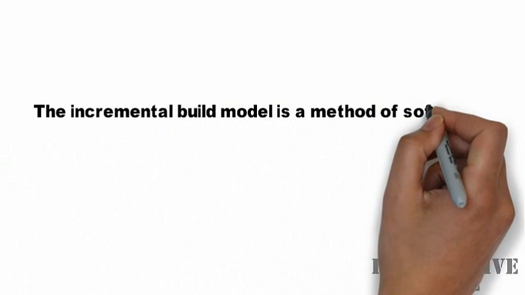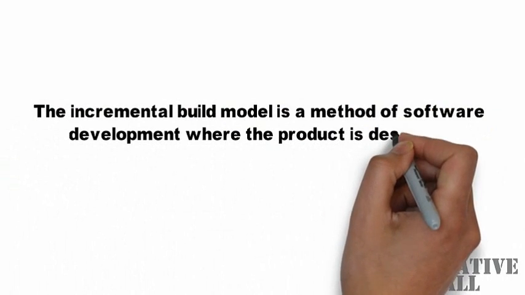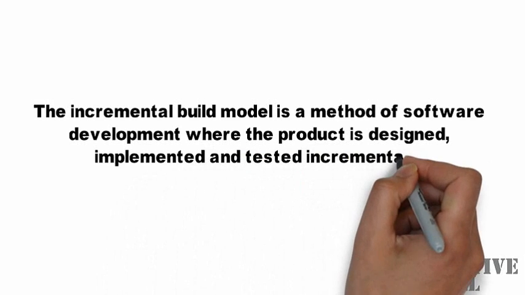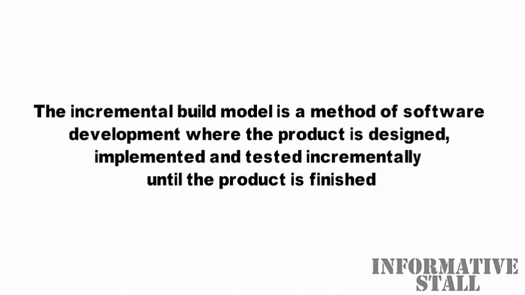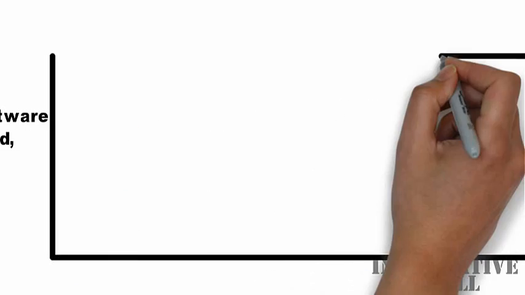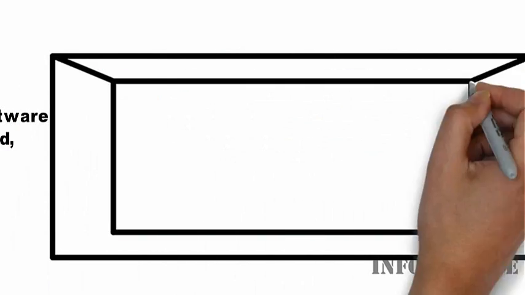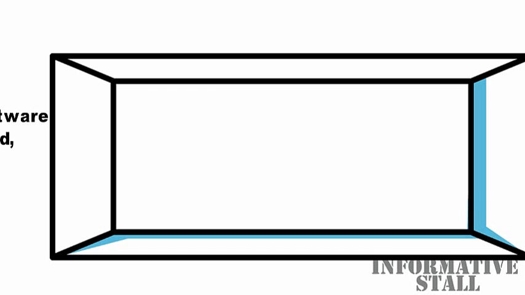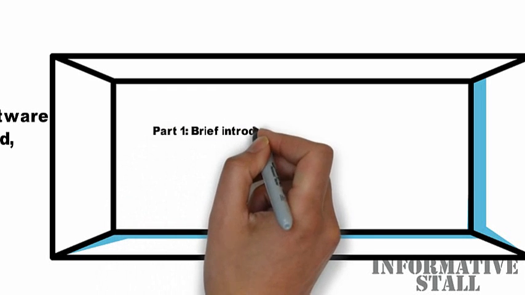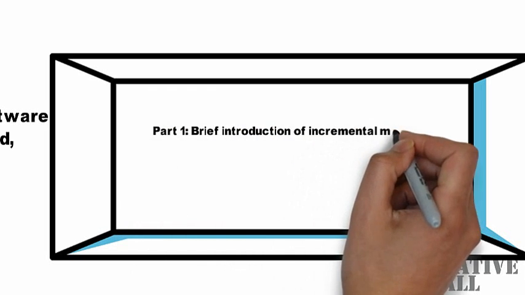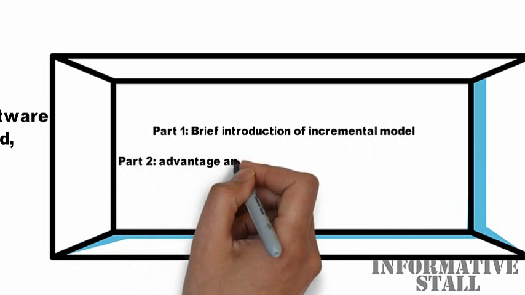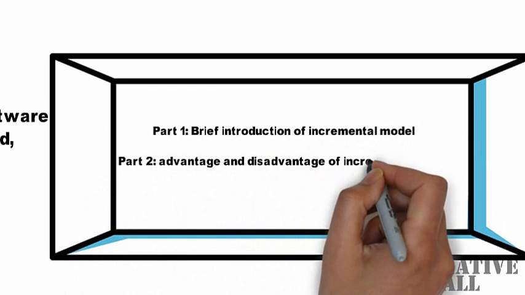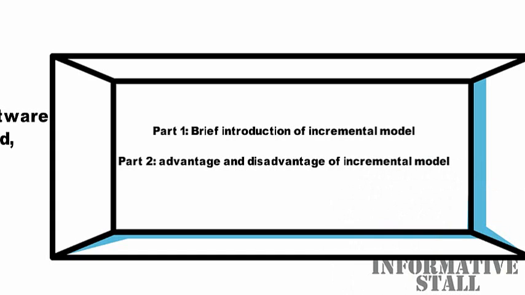The incremental build model is a method of software development where the product is designed, implemented, and tested incrementally until the product is finished. Here in this video, we are going to discuss in detail the incremental model. The first part of this video is all about the brief introduction of incremental model. In second part, we are going to discuss advantages and disadvantages of incremental model. So let's start our today's video.